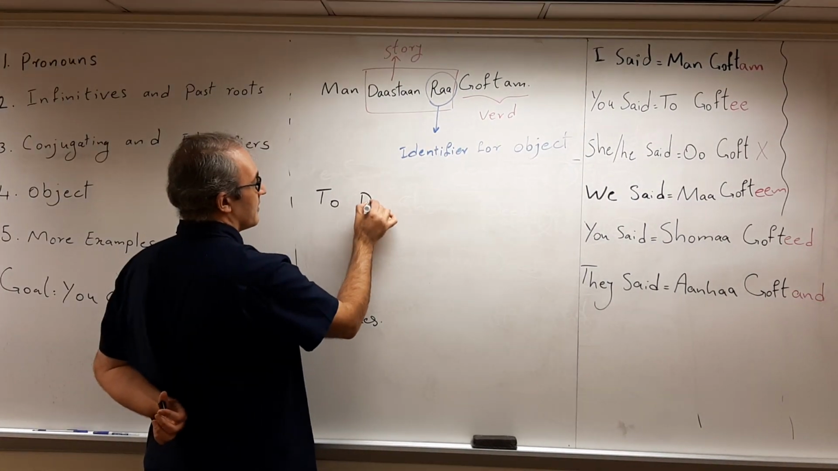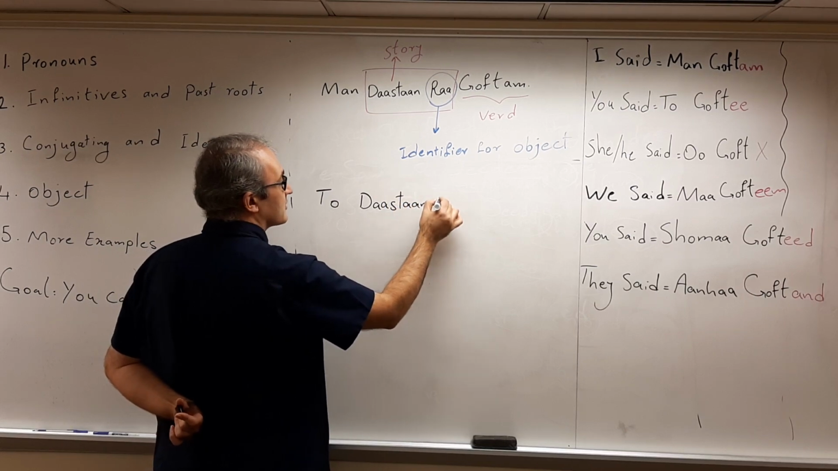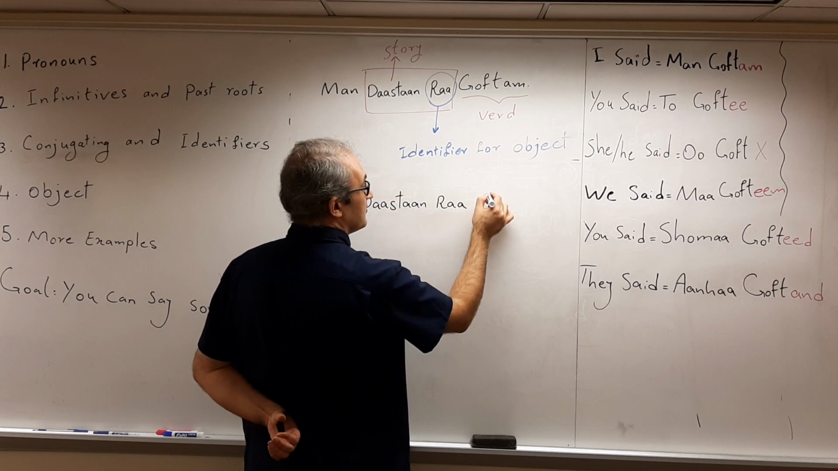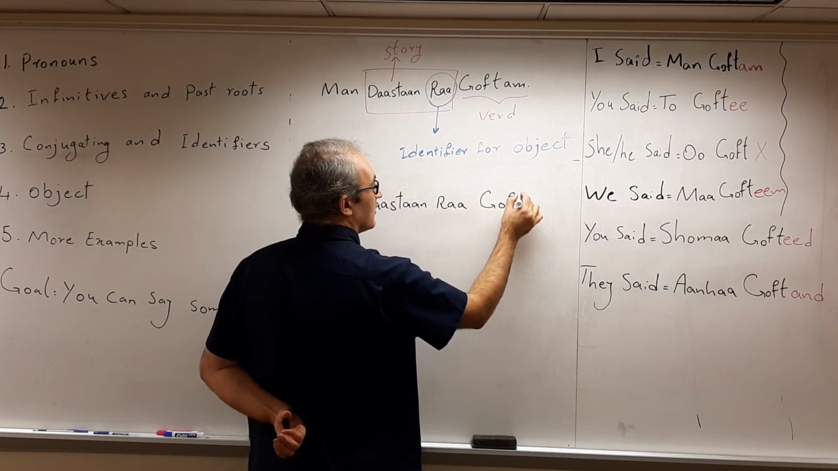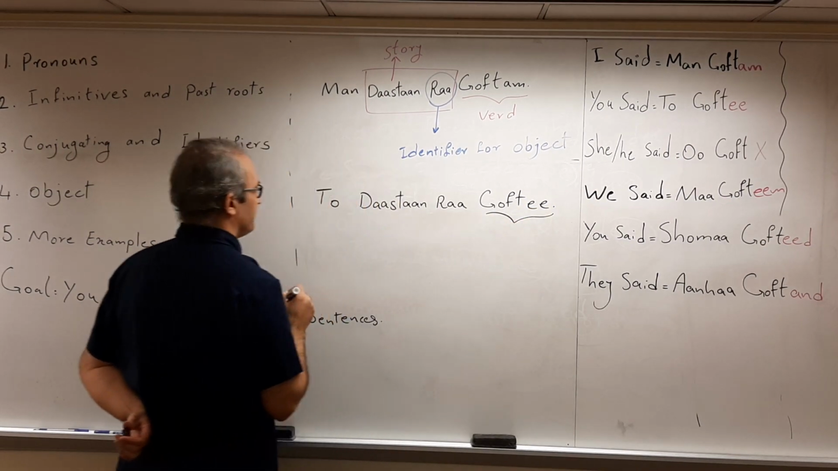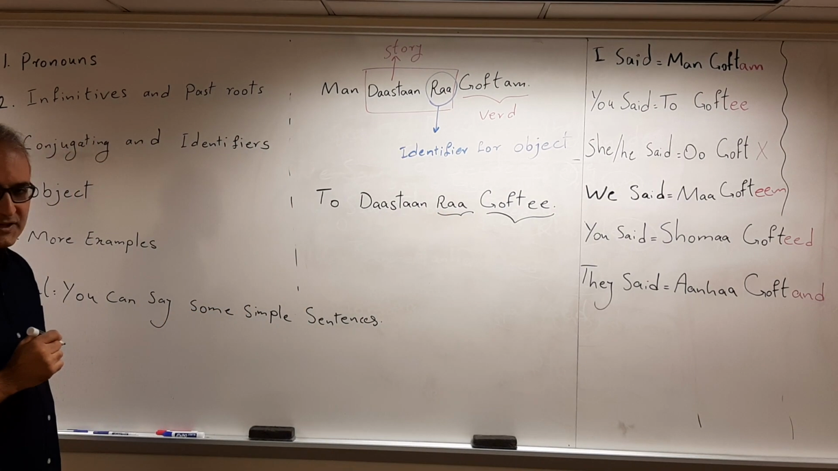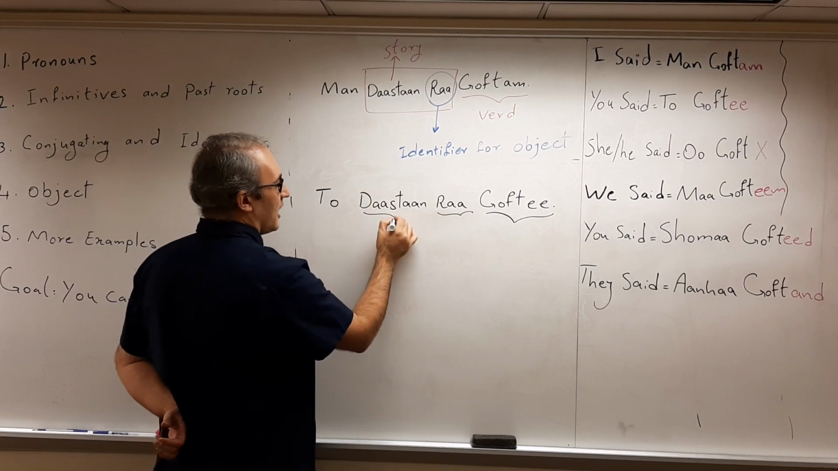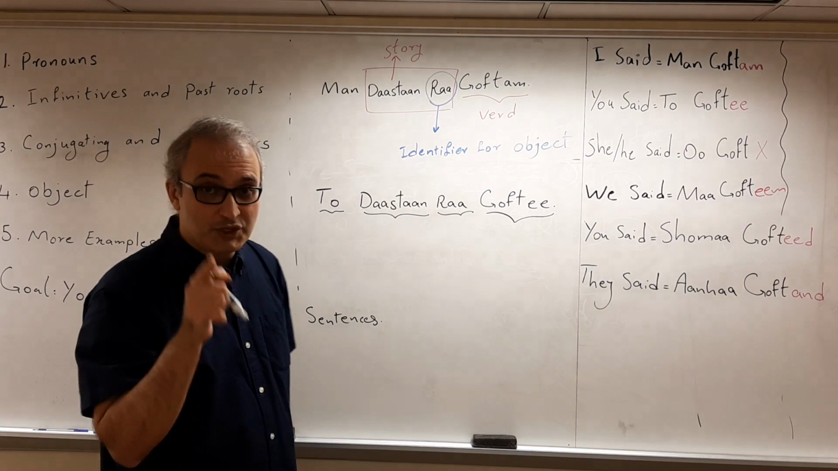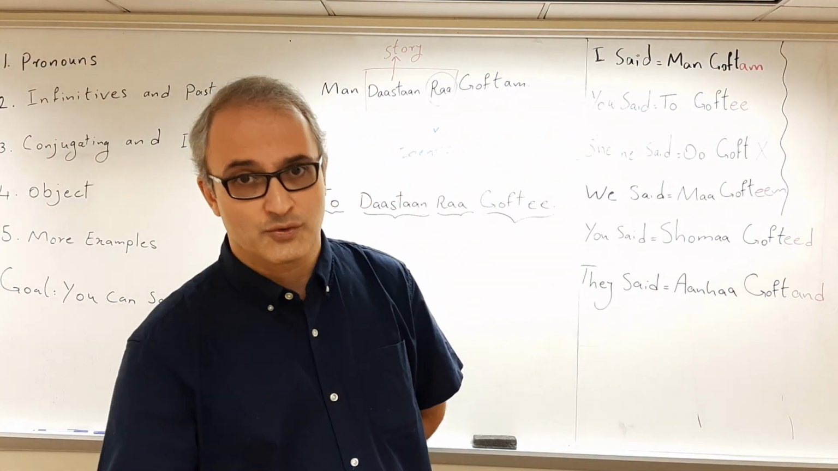You, تو, said the story. داستان را, what? گفتی. This is the verb. This is the sign of the object. This is the object, and this is the subject. تو, you said the story. تو داستان را گفتی.